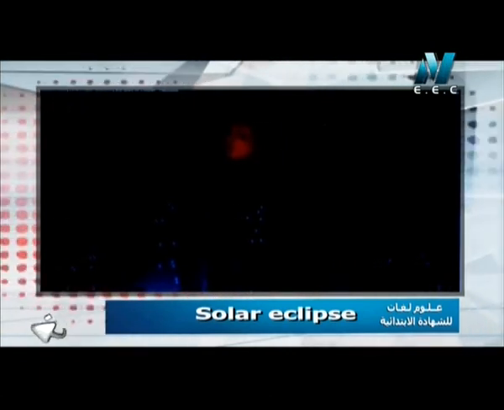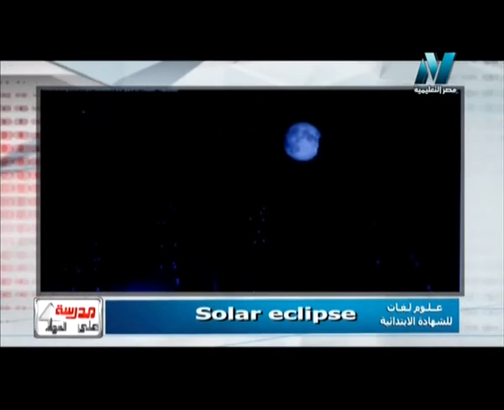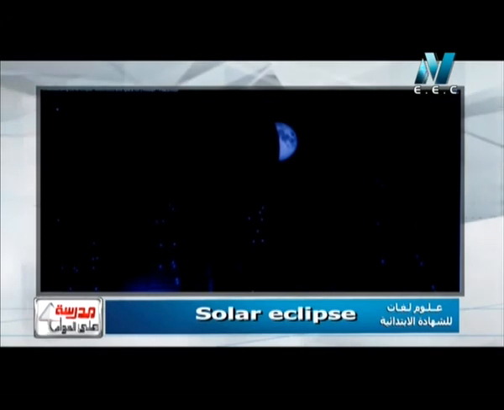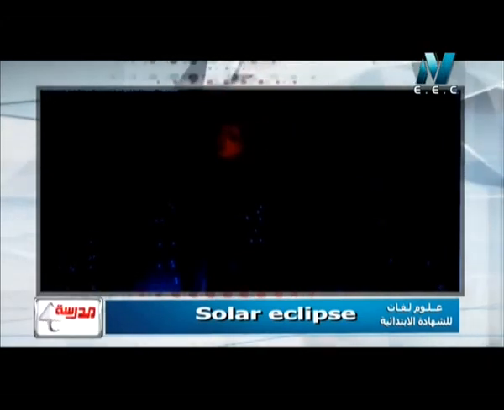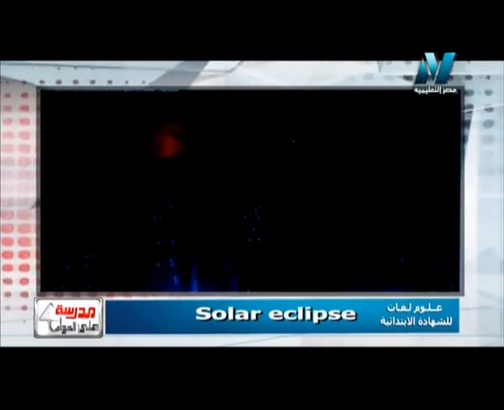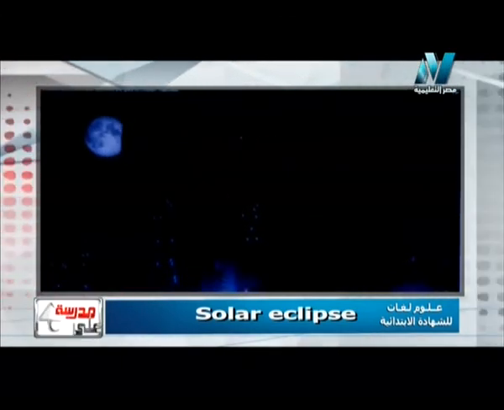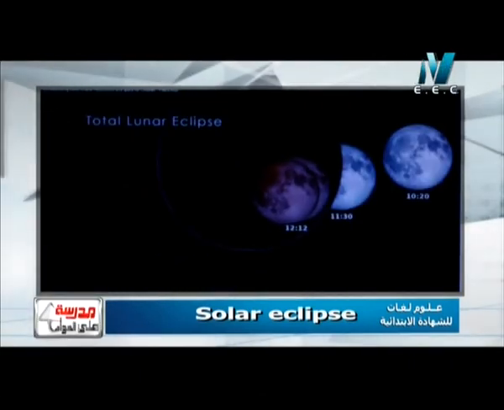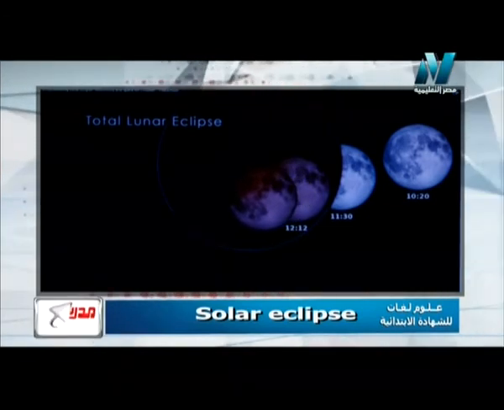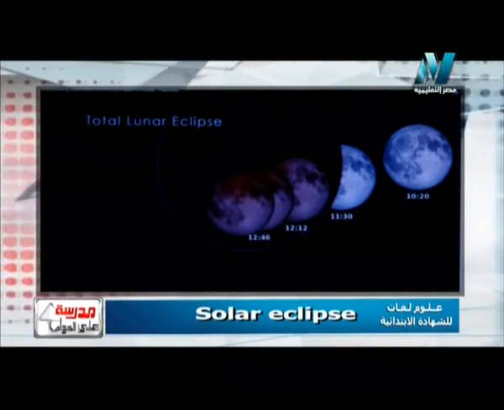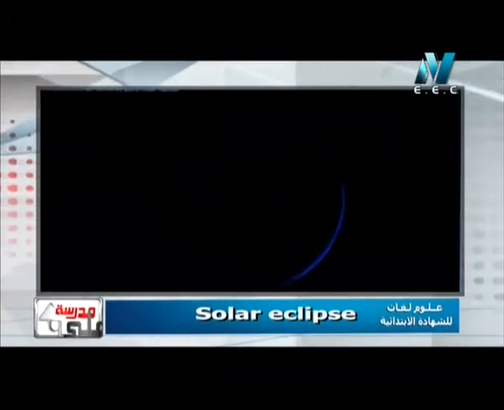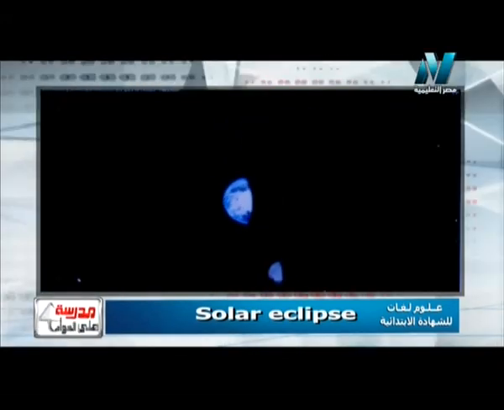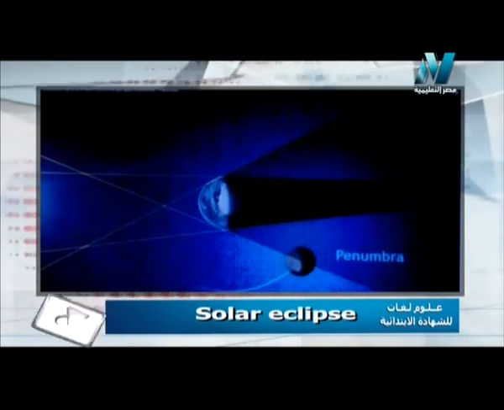Here I can see a part of the sun only. Let's see together again. I can see only a part of the sun, so it will be the partial solar eclipse. Okay, so we have 3 types of solar eclipse, which are total, partial, and annular eclipse, that depend on the position of the earth according to the shadow of the moon. Here I can see a part of the sun only, so it will be a partial solar eclipse.